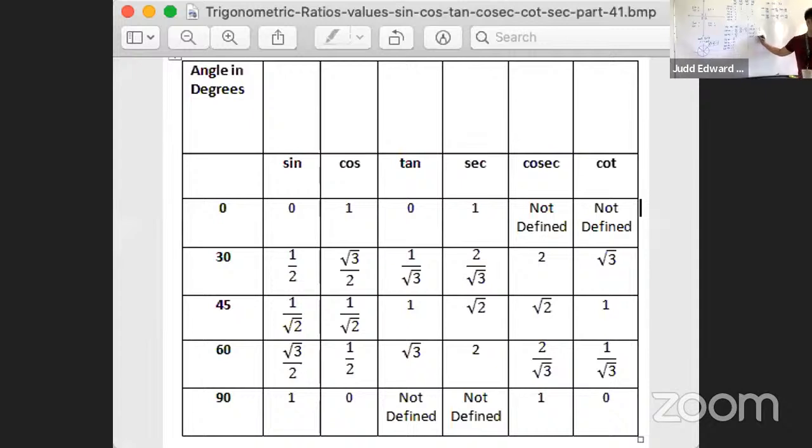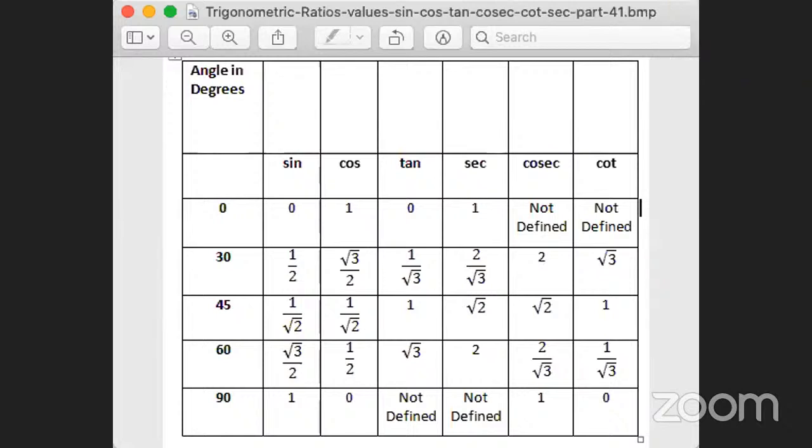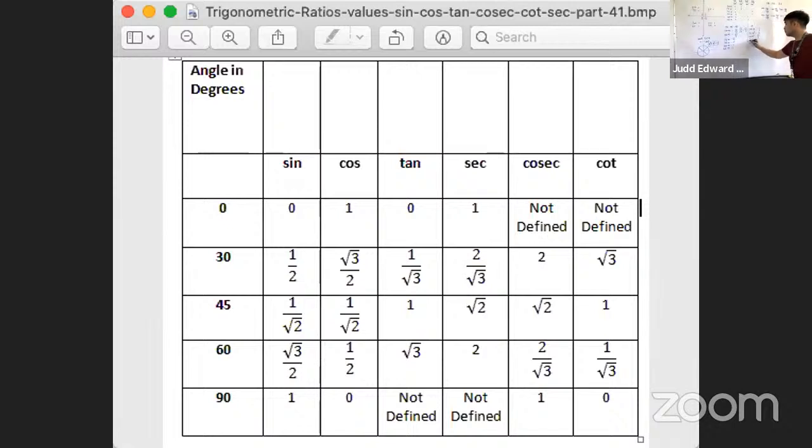Pag sinabi natin cosine 30 degrees, that is square root of 3 over 2. Therefore, we'll now be having secant. So if we have secant 30 degrees, that is equal to what? Secant 30 degrees, that is 2 over square root of 3. So anong gagawin natin para i-rationalize siya? So we need to multiply this by square root of 3 over square root of 3. And it is now equal to 2 square root of 3 over 3. And that is secant 30.